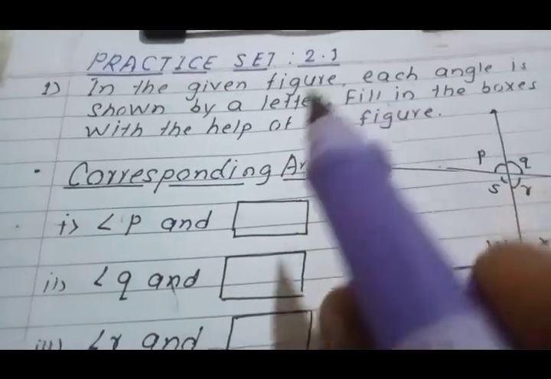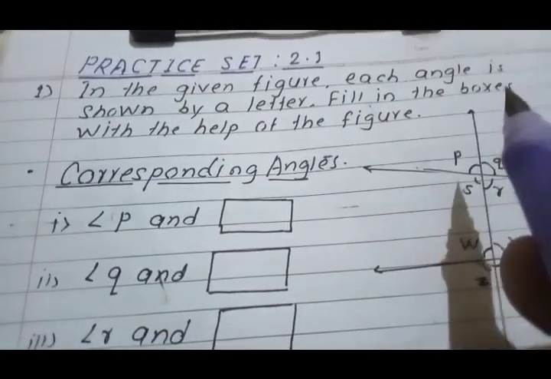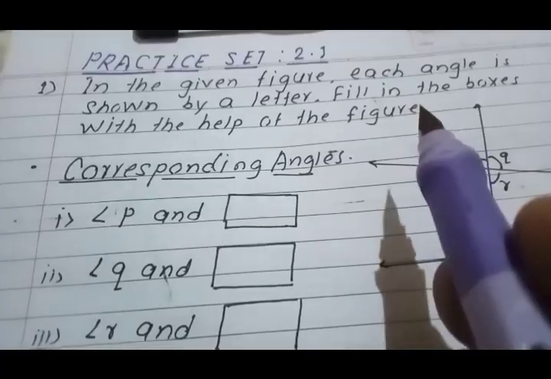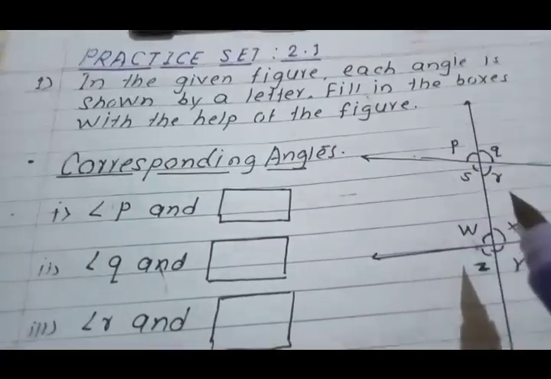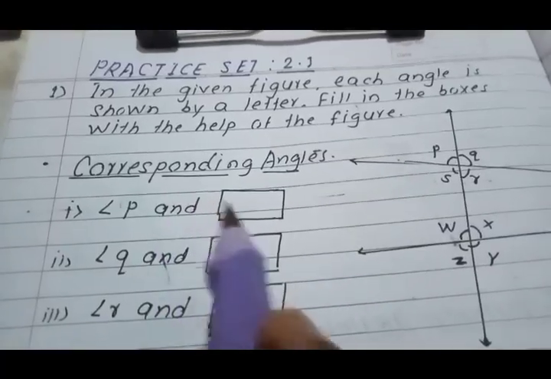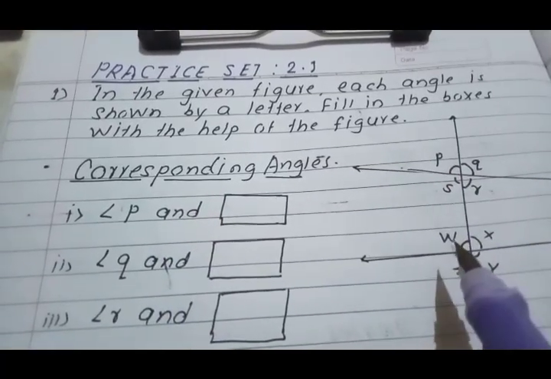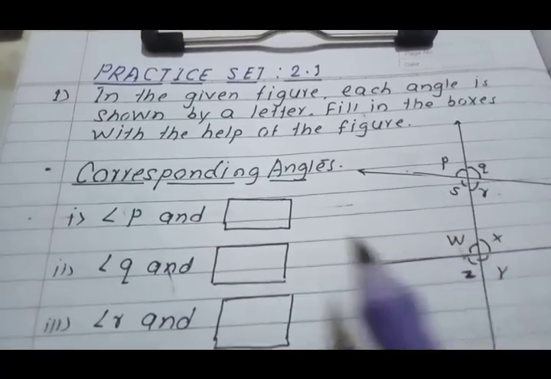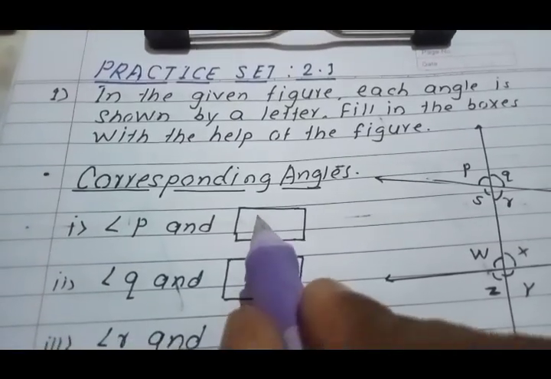Practice set 2.1. In the given figure, each angle is shown by a letter. Fill in the boxes with the help of the figure. These two lines and the transversal: corresponding angles. Angle P and angle W. Angle P corresponds to angle W.